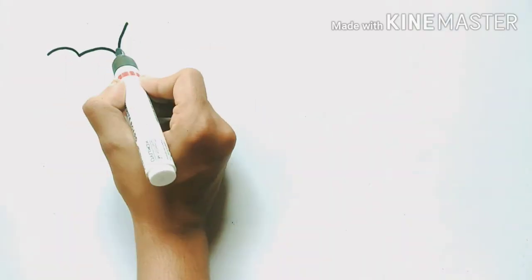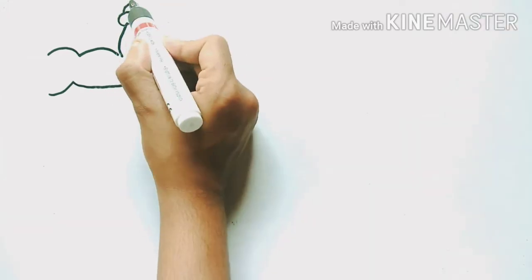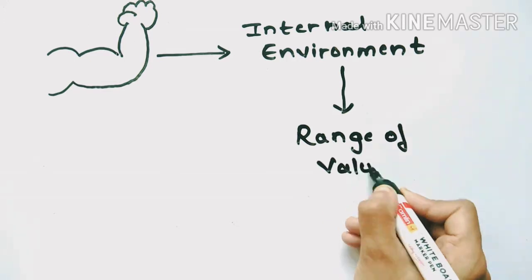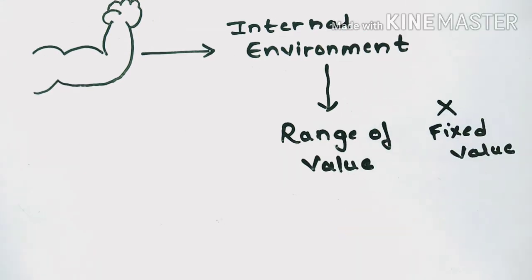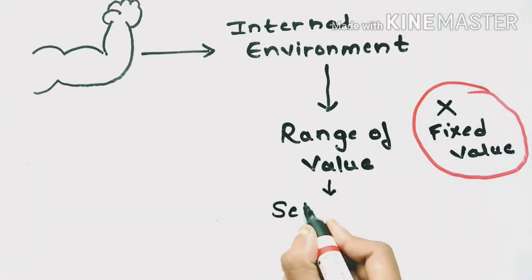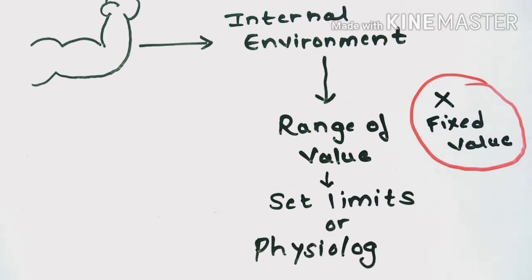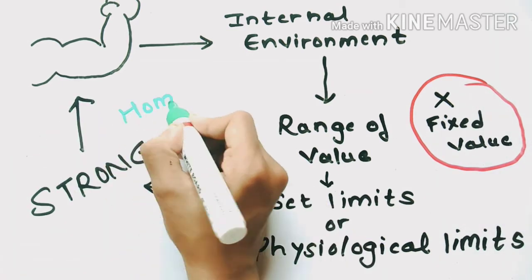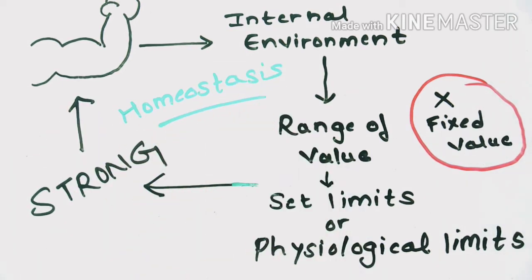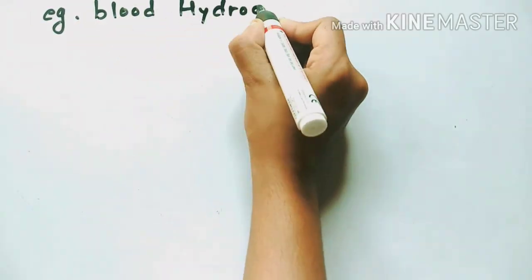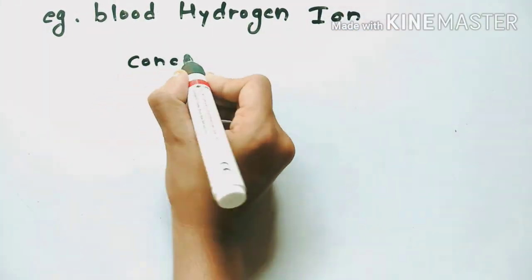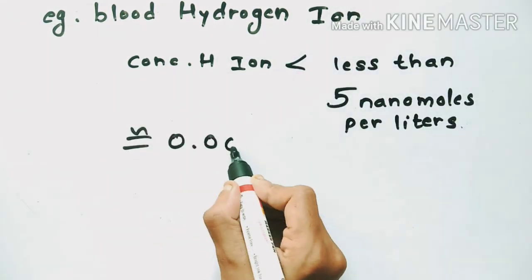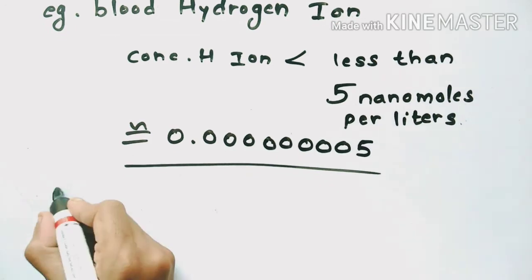For keeping the body healthy, the constituents of ECF, that is the internal environment, are normally regulated within a range of values rather than a fixed value. If the constituents lie between the set limits or physiological values, it maintains proper homeostasis and thus keeps your body healthy and alive. Constituents of ECF are maintained within a range of values called set limits or physiological limits. For example, we will take blood hydrogen ion. The concentration of H ion is less than 5 nanomoles per liter. This is a very small value.